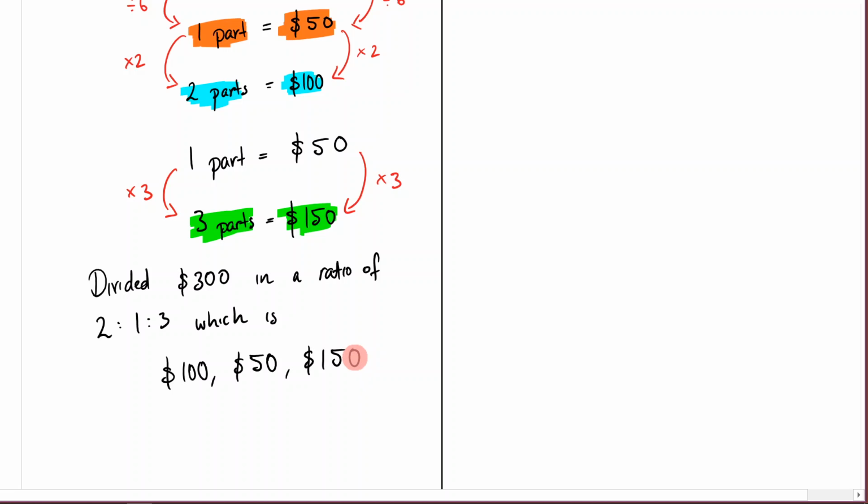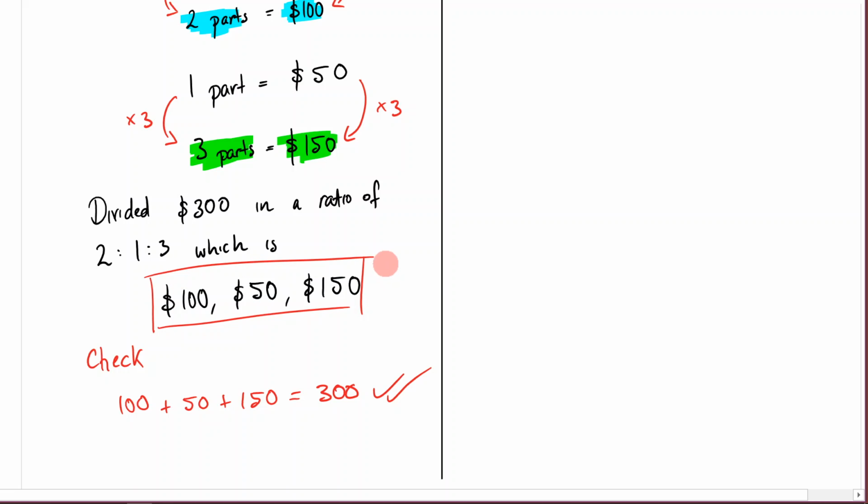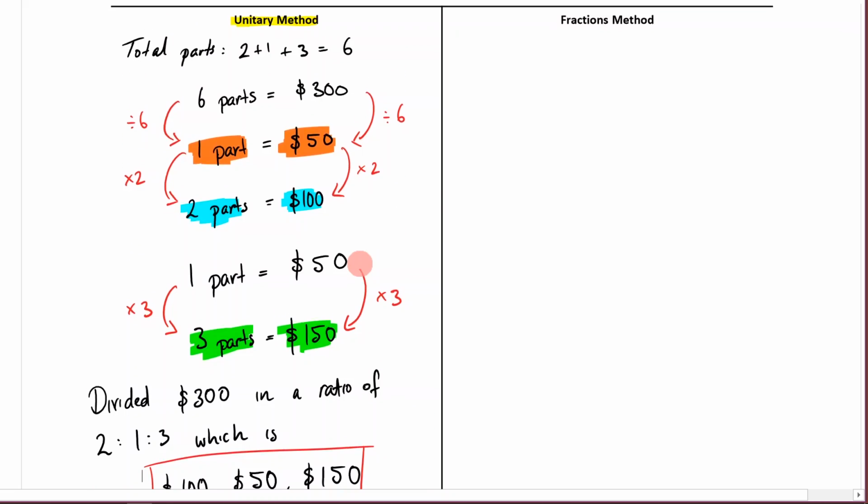And that's my answer. If we wanted to check if we have done it correctly, in this case, I would just use my check where I add everything together. So if I go 100 plus 50 plus 150, well, 50 plus 150 is 200, 200 plus 100 is 300, and that's the amount I started with. So my check has worked. This is my correct answer. Perfect. Hopefully you found that useful.